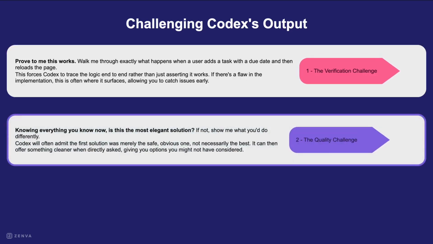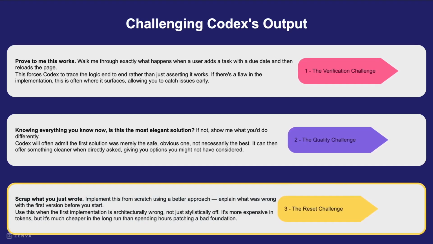Once the solution works, you can use the quality challenge by asking, "with all you know now, is this the best solution?" Codex often admits its first answer was safe or obvious. This makes it offer better, cleaner choices. This gives you good options you may not have thought of, making your code better.